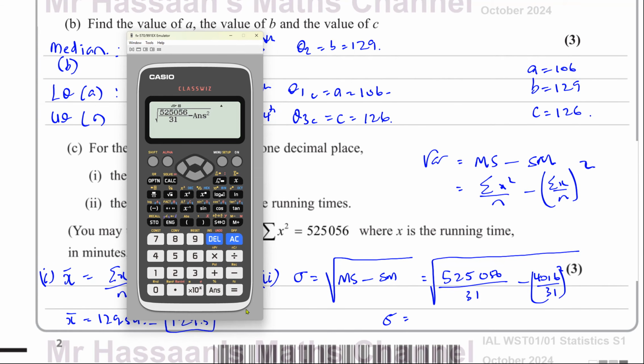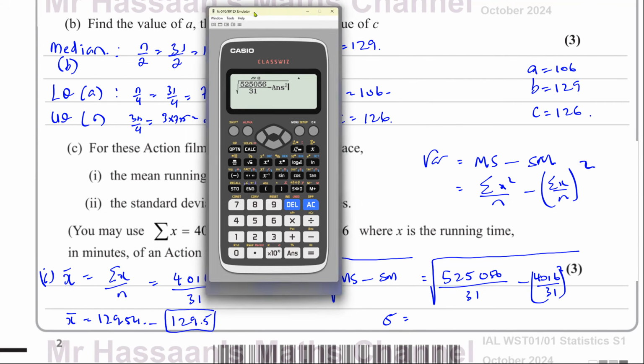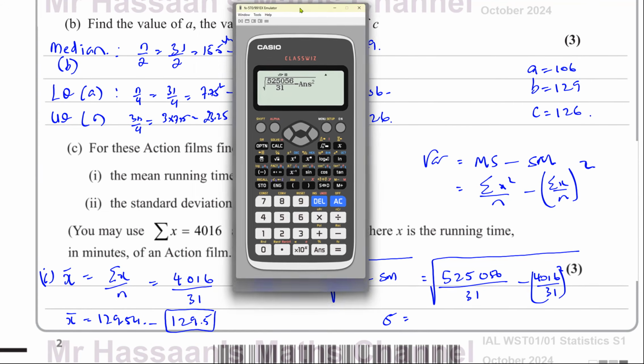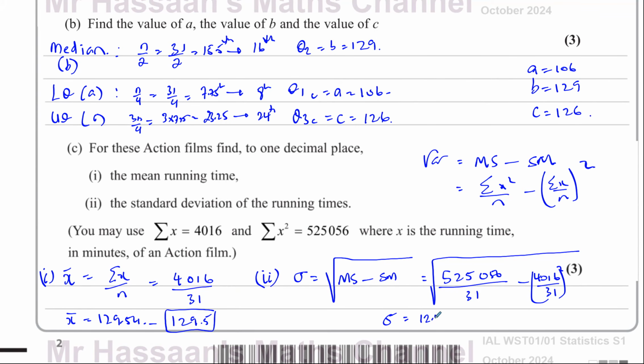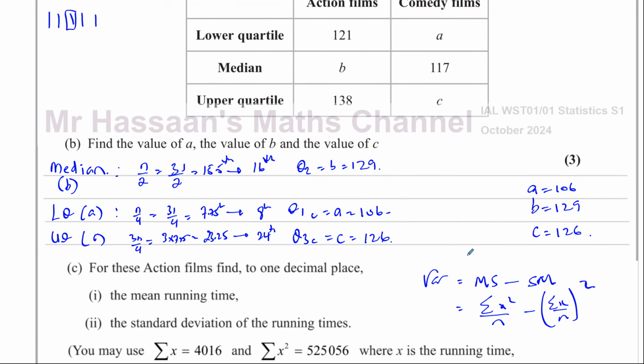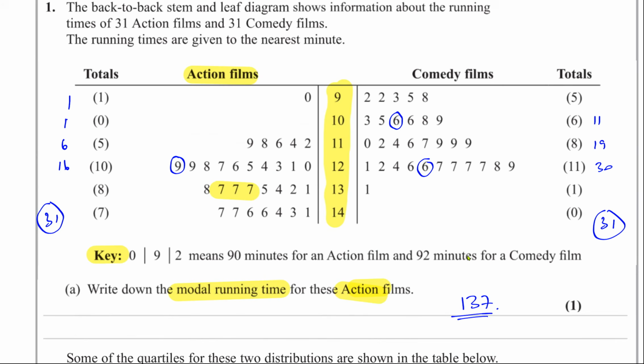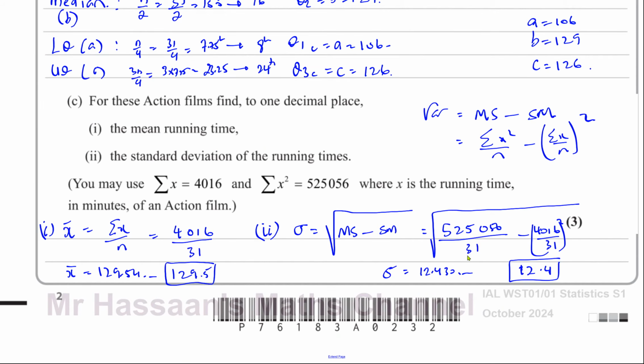The answer we got before was this answer, which was 4016 over 31. Always use the fraction. This is the exact value that we had before. When we press equals, it should give you the standard deviation, which is 12.430. So therefore the answer will be 12.4, to one decimal place. Okay, so these are in minutes. We could write minutes here if we want. That would be the answer.